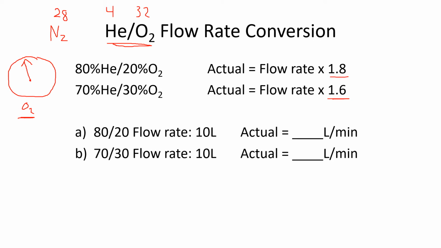All right, so we got 10 liters. The gauge is reading 10 liters, right? So this is what the gauge is reading. The oxygen gauge is reading 10. We're using 80-20 mixture. What are we actually delivering? So you take the flow rate, which is 10 liters, and you multiply by the rate. In this case, it is 1.8. So your actual flow rate is how much?